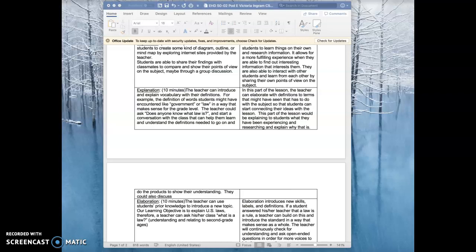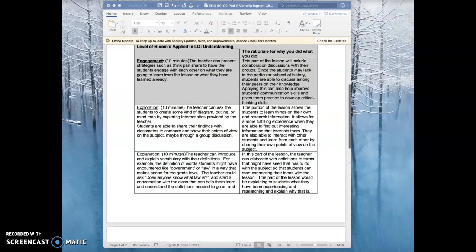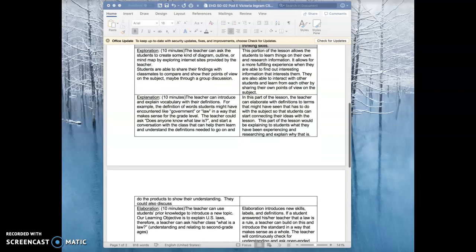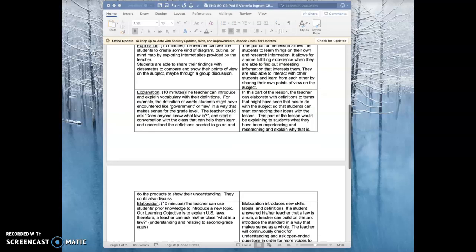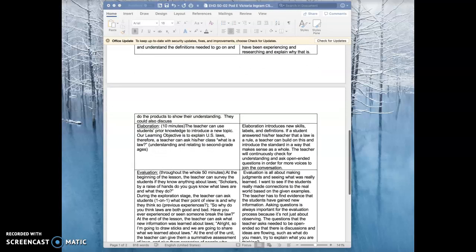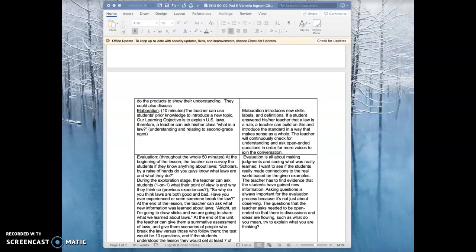In this section, we're going to explain why we did what we did, and it is for the teacher to elaborate on the definitions and terms that might have anything to do with the subject. That'll help students start connecting ideas with the lesson and help them be able to explain what they're learning either through experience or their own personal research, and of course support their explanation through the evidence that they are now taking in. For elaboration, it'll also take 10 minutes.